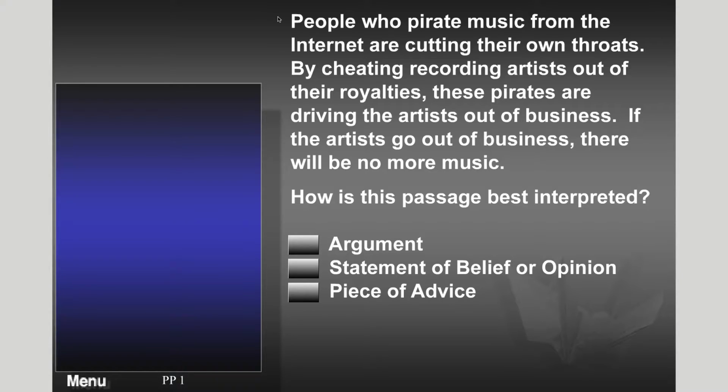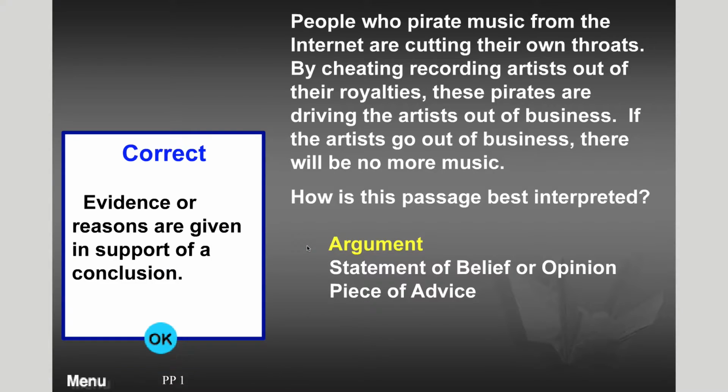Well, let's look at each sentence one by one and see if it's something like what a conclusion would be. People who pirate music from the internet are cutting their own throats. By cheating recording artists out of their royalties, these pirates are driving the artists out of business. If the artists go out of business, there will be no music. This seems to lead me to believe that they are indeed cutting their own throats, which is an expression which means, obviously, that people who like music are, by doing this, taking music away from themselves. Okay? So this would be an argument. Right? Evidence or reasons are given in support of this conclusion.